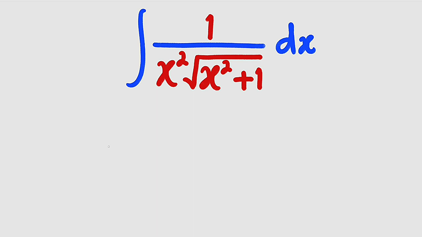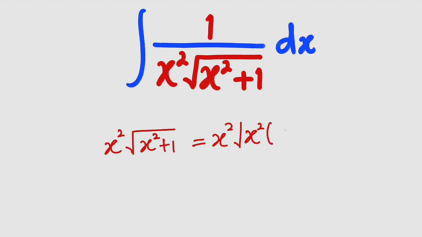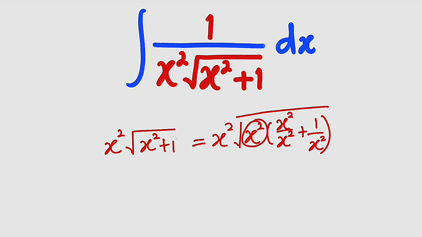Let me take it aside. We have x squared times the square root of x squared plus 1. This is the same thing as x squared multiplied by the square root of, I can write it as, x squared in the bracket of x squared divided by x squared plus 1 divided by x squared. Right, I have just factored out x squared from these two terms. And the square root of x squared is x.